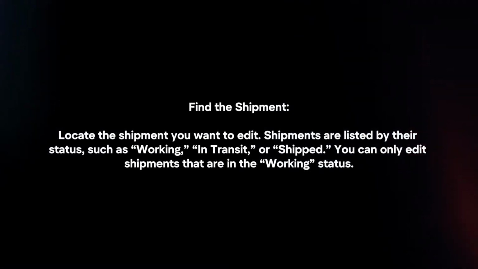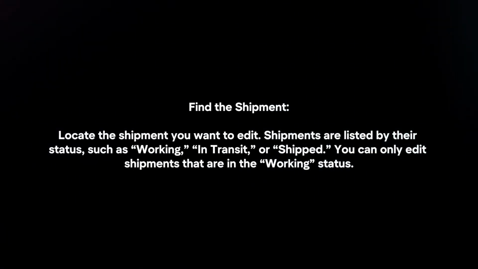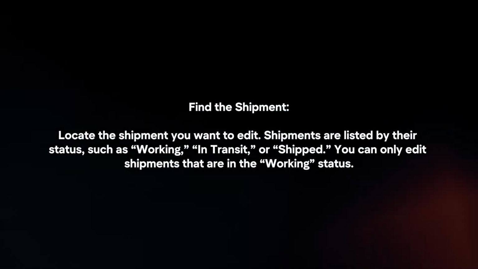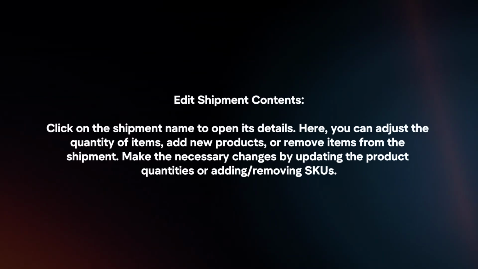Find the shipment. Locate the shipment you want to edit. Shipments are listed by their status, such as working, in transit, or shipped. You can only edit shipments that are in the working status.